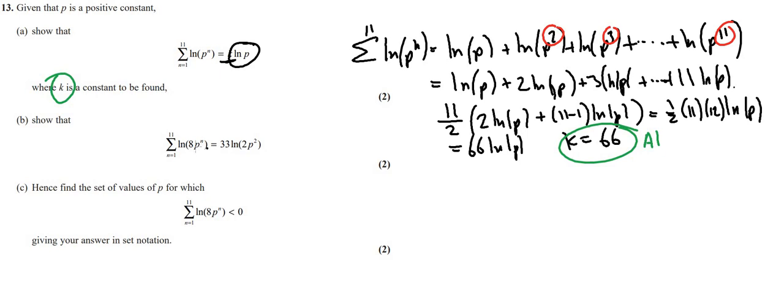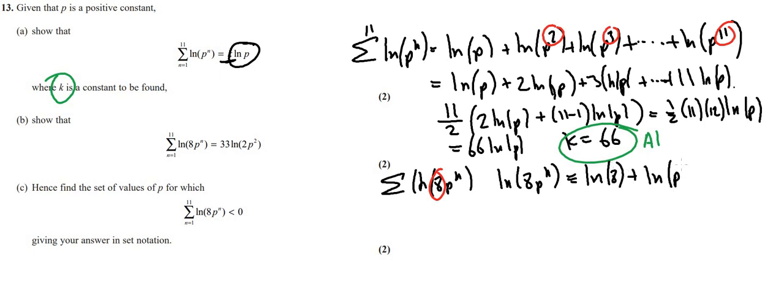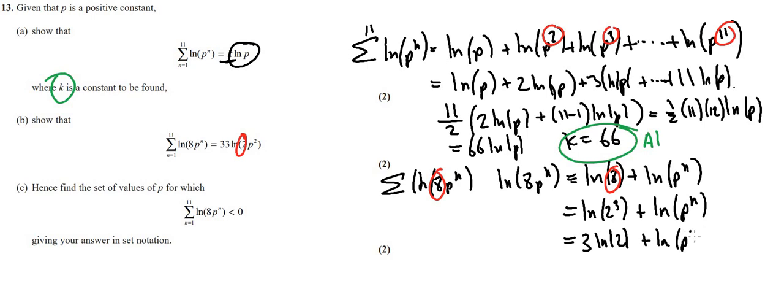Right. Now ln of 8p to the n. Again, I'm summing ln of 8p to the n. This looks like the first one, but the difference is that 8. Remember our law of logs? That means log of 8p to the n is log of 8 plus log of p to the n. Remember, to add two logs you multiply them together. This tells me I want this in terms of log of 2, so I need to change it into log of 2. I'm going to write that as log of 2 to the power of 3 plus log of p to the n, which lets me write it as 3 log 2 plus log p to the n.